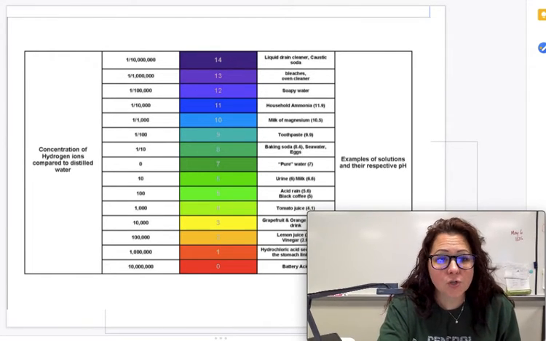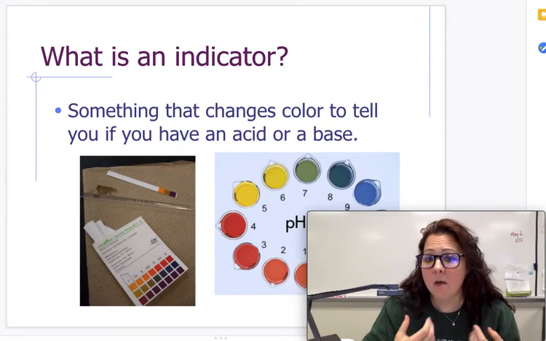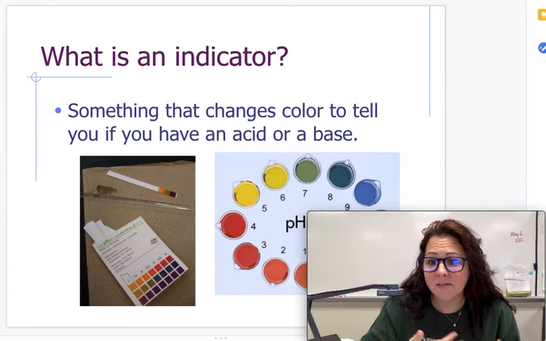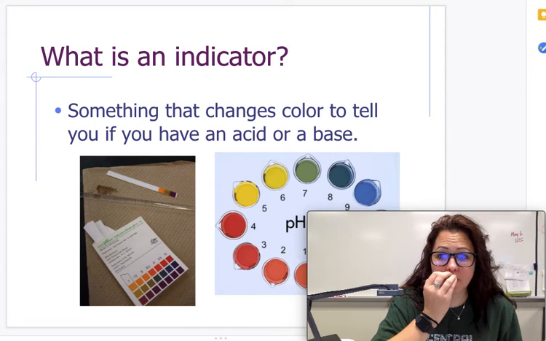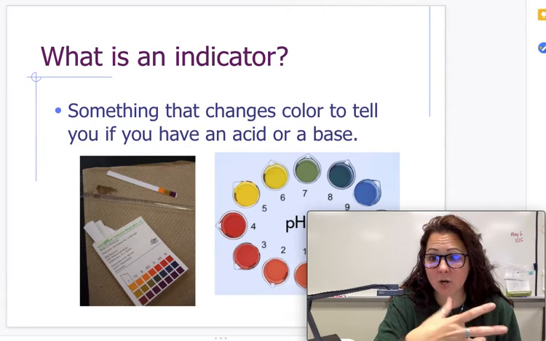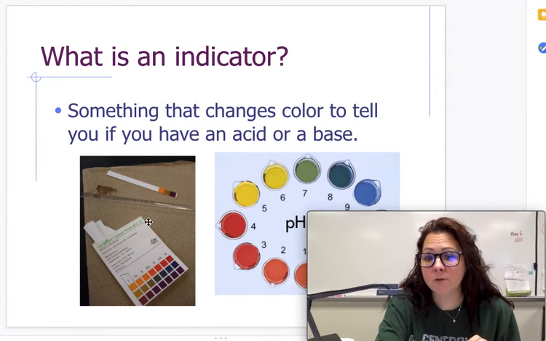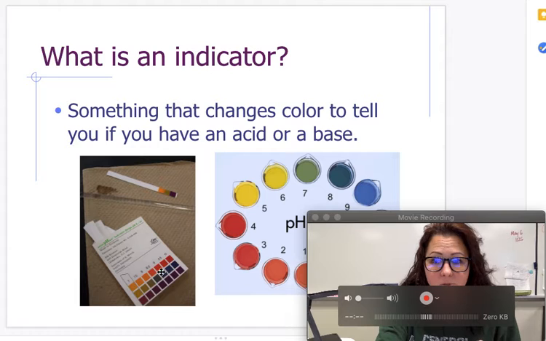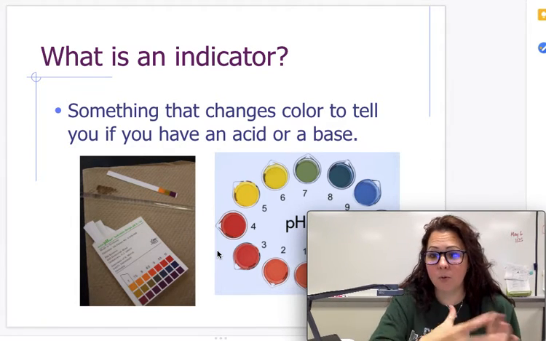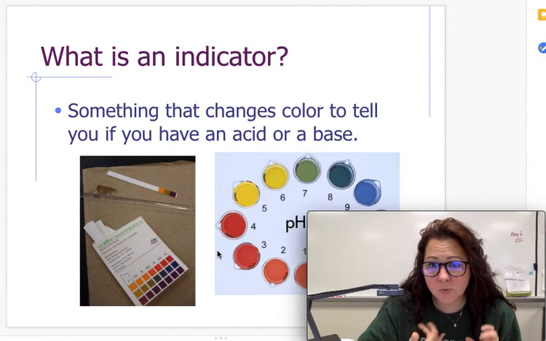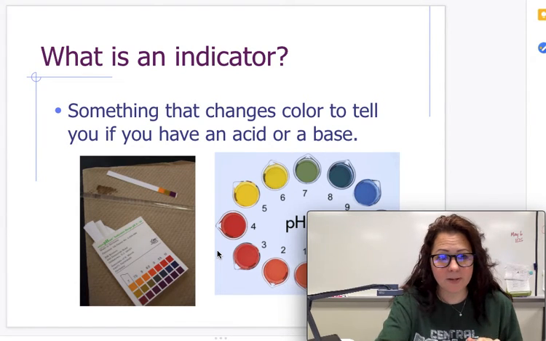So what you have to do is use something called an indicator. An indicator is something that changes color to tell you if you have an acid or a base, and some of them are pH specific. We have pH paper that we used in the lab, and that pH paper told you the pH of the substance. Universal indicator goes through a whole rainbow of colors. That is a specific indicator that'll tell you, based off the color, what pH you have. So the different indicators will help you figure out if you have an acid or a base.